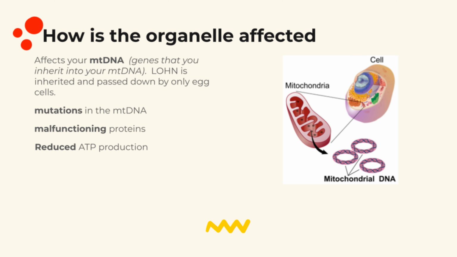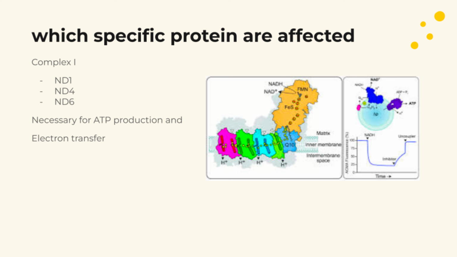Without the necessary energy the retinal ganglion cells need in the optic nerve, it begins to deteriorate and thus leads to LHON. The specific proteins that are affected by Leber's disease are inside respiratory complex 1, which is the first component of the mitochondrial respiratory chain. Subunits of complex 1 are ND1, ND4, and ND6. These proteins are crucial for ATP production and electron transport.